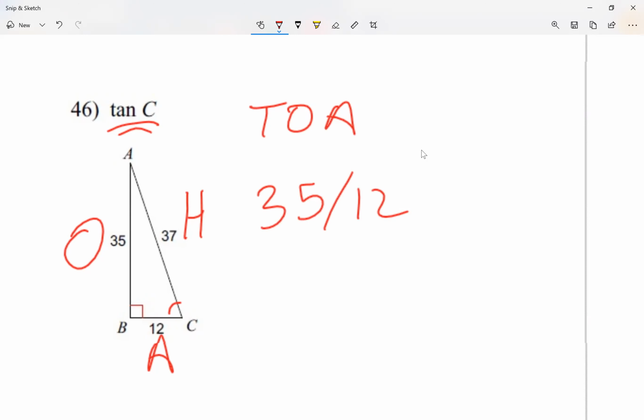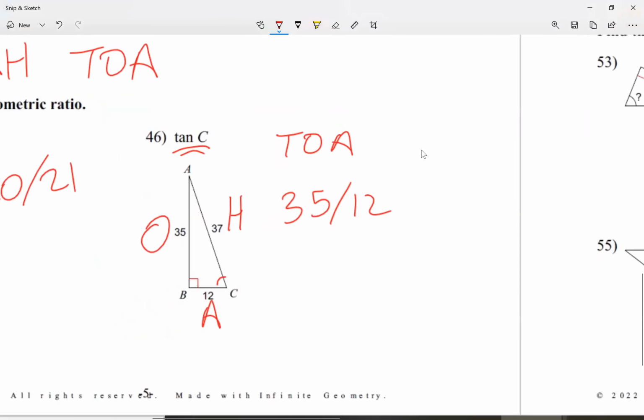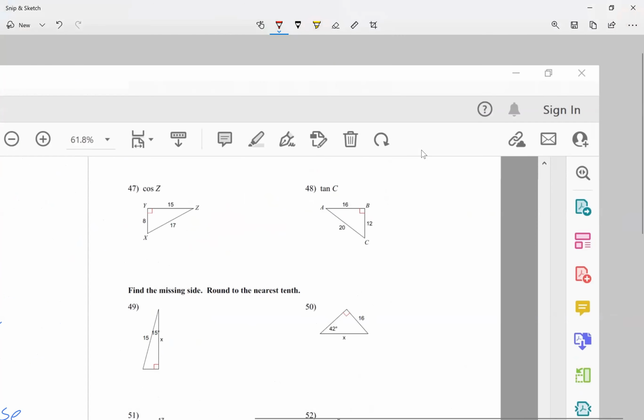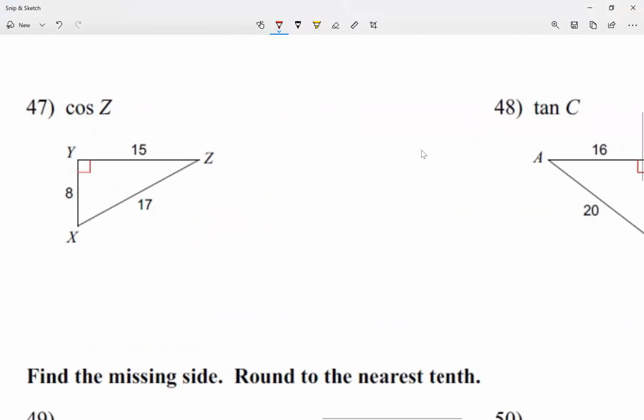It is okay for the big number to be on top of the fraction, right? It is okay to have improper fractions. 35 over 12, that's fine. Have a question on the chat that says, is the bigger side always the hypotenuse? Yes, always. The biggest side is always the hypotenuse. The other two sides are opposite and adjacent. Hypotenuse is just a hypotenuse, the biggest side. Opposite and adjacent depend on the angle that I'm asking, the corner that I'm asking. All right, so hopefully you guys are like, this is not too hard, and it is not. Let's take a look at number 47.